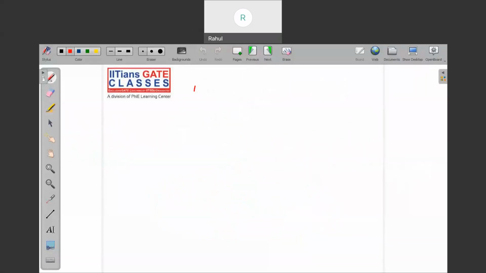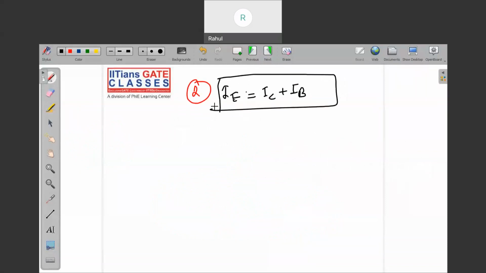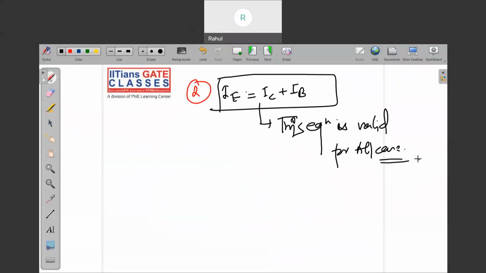And second, that equation which we have got, that is IE equal to IC plus IB, right, IC plus IB. This equation is valid everywhere, for all cases, for all regions of operation.